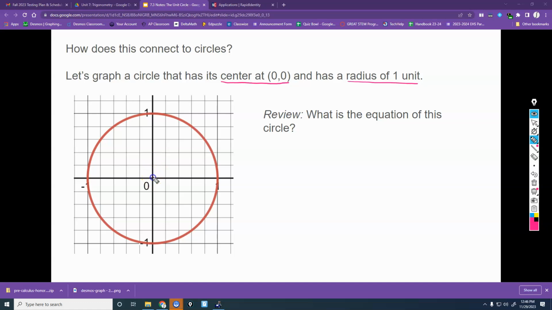So this circle that's graphed here for you has a center at 0, 0, and its radius is 1 unit. And so just because I want us to do a little bit of review right here, can anybody tell me what the equation of that circle is? We did equations of circles at the end of the last unit. What would it be, Isaac?